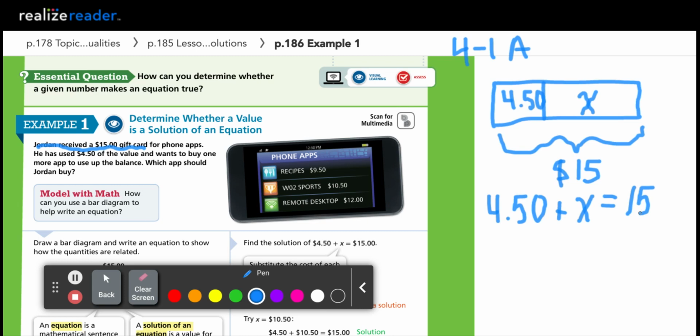Okay, so they gave us 3 apps over here. The recipes phone app will cost $9.50. The sports app will cost $10.50, and the remote desktop is going to cost $12. So we are going to use each of those amounts and set that equal to X. So really they're saying X could equal $9.50, X can equal $10.50, or X can equal $12. Okay, so we're going to be plugging in that value for X into the equation.